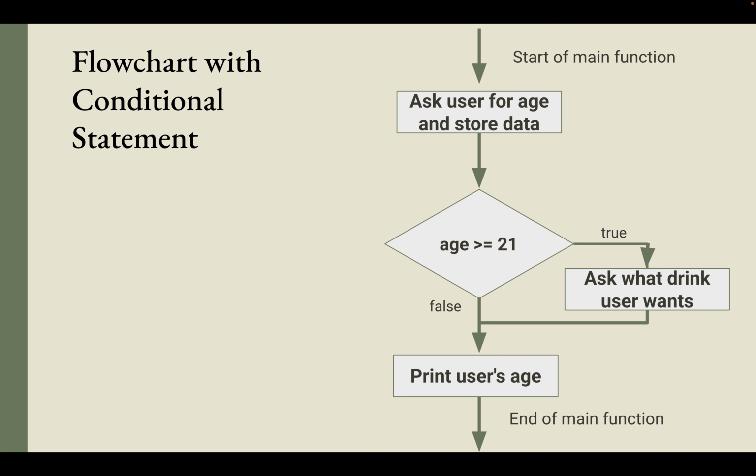So in this bar example, we again ask the user for their age, and we store the data, but now we say if age is greater than or equal to 21. If that statement is true, then we ask the user what drink they want, and once we're done with that, we come back to the main flow, and we just continue with whatever the code does. In this case, it just prints the user's age. So that's one branch the code could take. For the other branch, we again ask the user for their age and store the data, we come down here, and let's say age is not greater than or equal to 21. Then the code just continues, and we just print the user's age. So this is the flowchart.